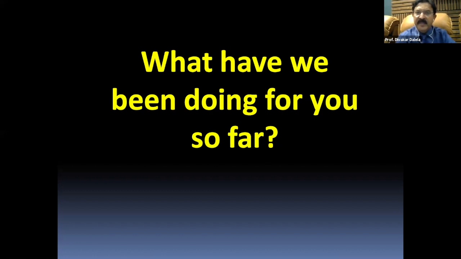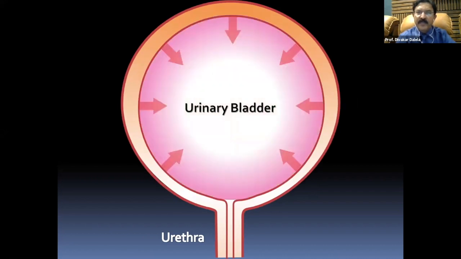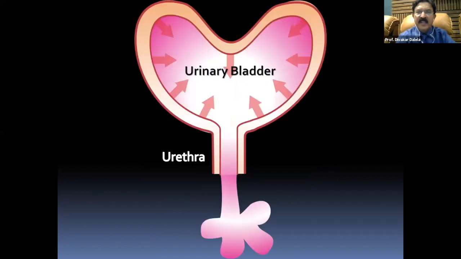Now, what have we been doing as your physician to see that you don't get a urinary infection? What is our role? If you see here the urinary bladder and the urethra, the urinary bladder is a reservoir. When it becomes full of urine, the muscle of the urinary bladder contracts to generate a pressure and the urethra opens, and then one can pass urine nicely in a good stream. This is the normal situation.